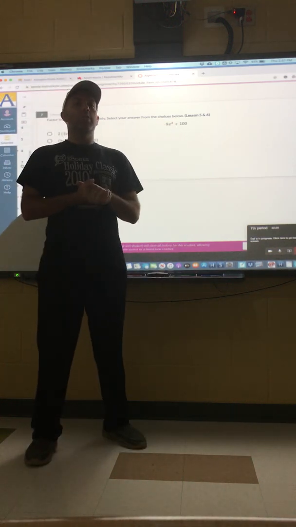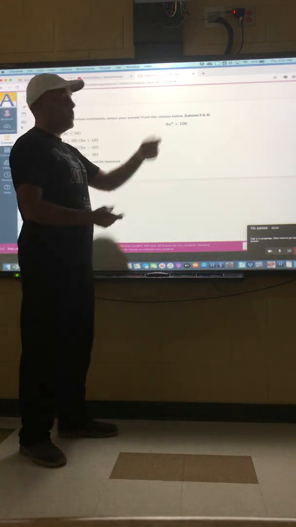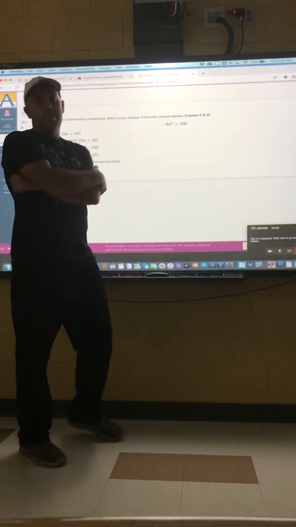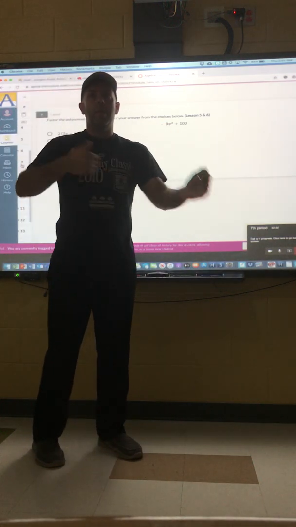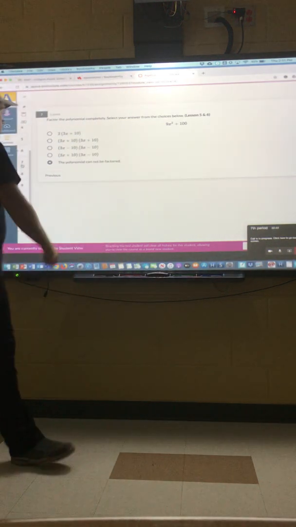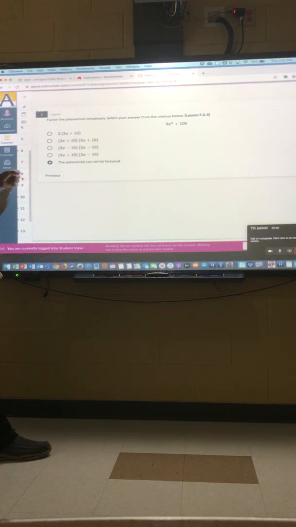When I see a binomial, my first thought is, do I have perfect squares or perfect cubes? So 9's a perfect square, x squared's a perfect square, 100's a perfect square, but it's a plus. So remember, we cannot factor a sum of squares. So there's no GCF, we can't factor sum of squares, so the polynomial cannot be factored. So we should just have "polynomial cannot be factored" here. All right, let's move to number 8.